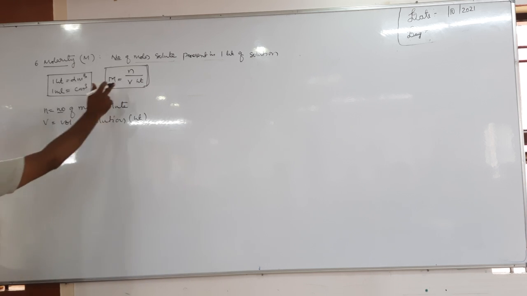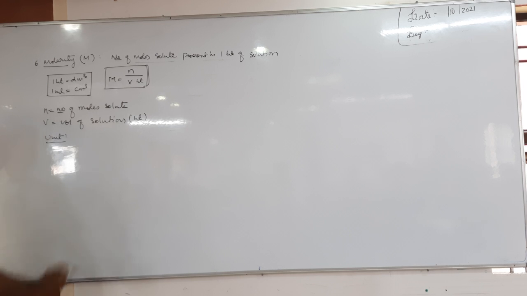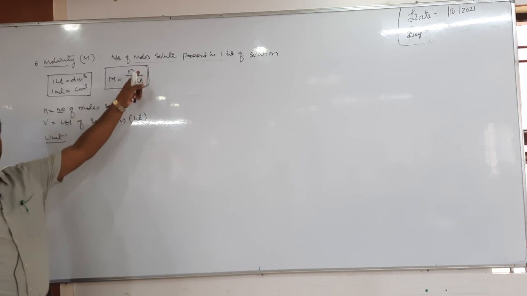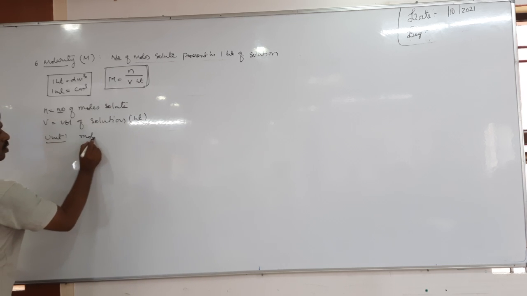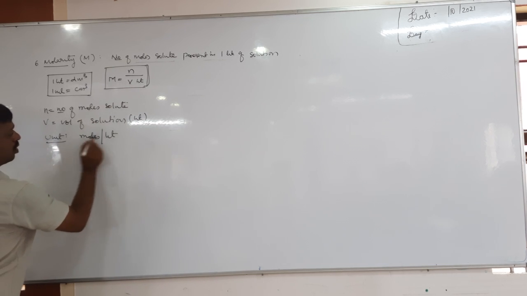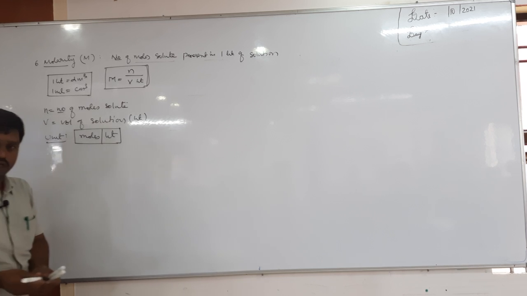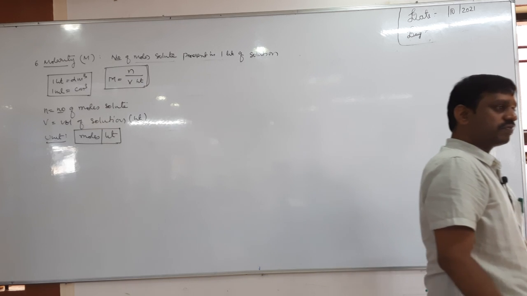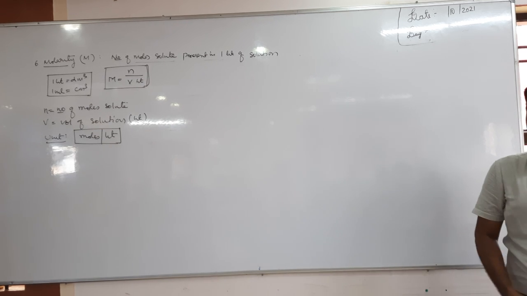Then from this equation, what is the unit of molarity? Number of moles is mole, V is liter. Therefore, moles per liter is the unit of molarity. Next, whether molarity depends on temperature or not. This was the previous question.